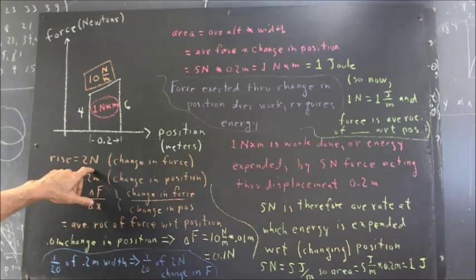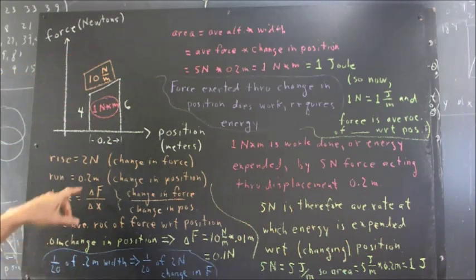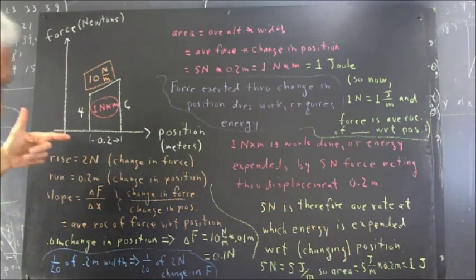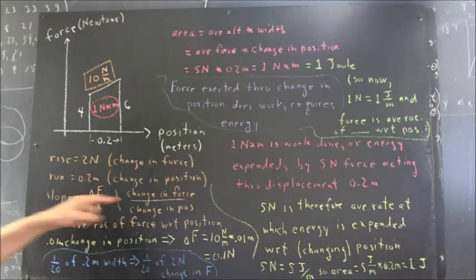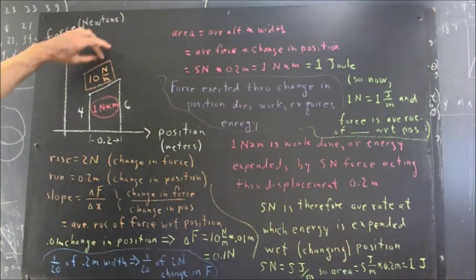The rise here is 2 newtons, which is the amount by which the force changes between here and here. The run is 0.2 meters, which is the change in position, or perhaps the distance over which that change occurs. So we have a change in force represented by the rise, a change in position represented by the run. Therefore, the slope represents the change in force divided by the change in position. Change in force divided by change in position. And that would be the average rate of change of force with respect to position. The average rate of change is 10 newtons per meter.